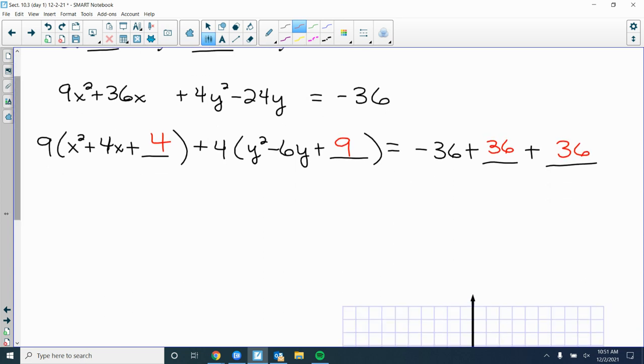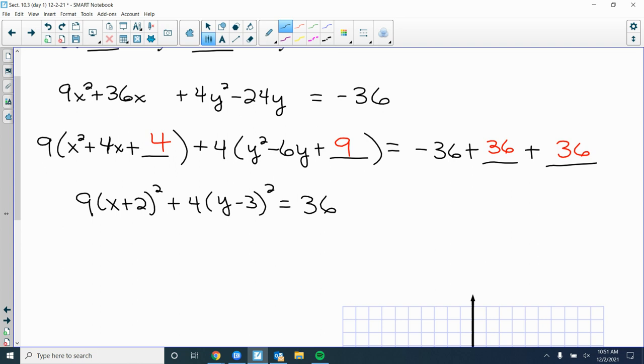So now I'm going to have 9 times the quantity x plus 2 squared plus 4 times the quantity y minus 3 squared equals, all right, I got a bunch of 36s over there, but the first one is negative. So when you're all done adding together, you're going to equal 36.